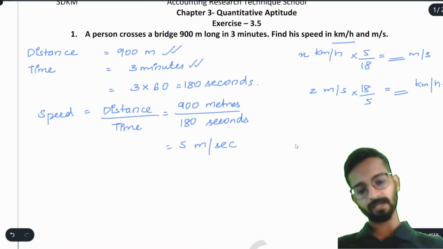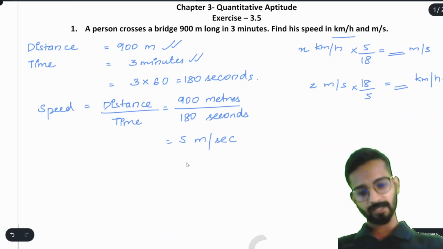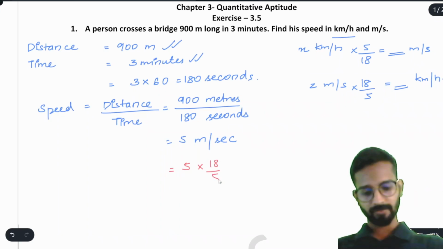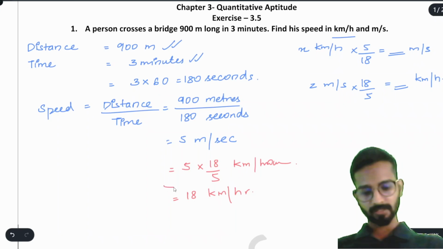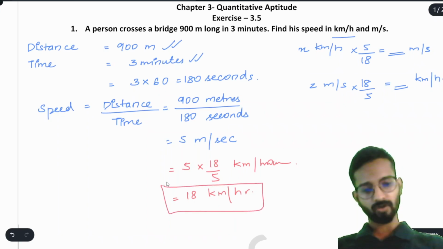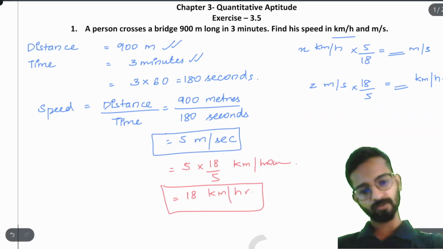Now we have to convert that into kilometer per hour. So what will we do? We can directly write here 5 multiply 18 by 5 kilometer per hour, which is nothing but 18 kilometer per hour. So your answer is 18 kilometer per hour, or you can say 5 meters per second. Simple enough. Now moving to the next question.